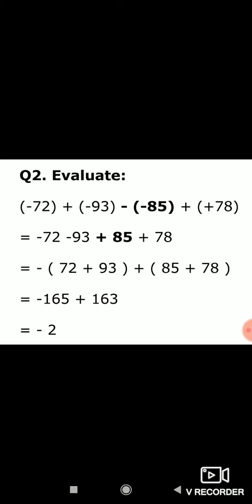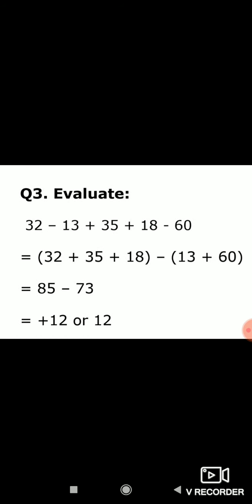Again we will add up all the positive integers and negative integers separately, and then we will find the answer. So we get minus 165 plus 163 and we get the answer minus 2. Now here the sign of the answer is minus because the larger is 165 and it is having the sign minus. So the answer becomes minus 2. In the third question again we have to evaluate, and in the same way we get the answer 12.